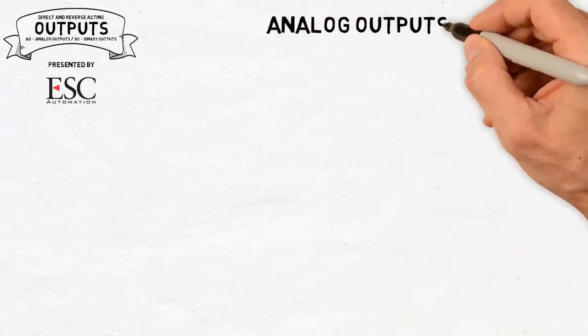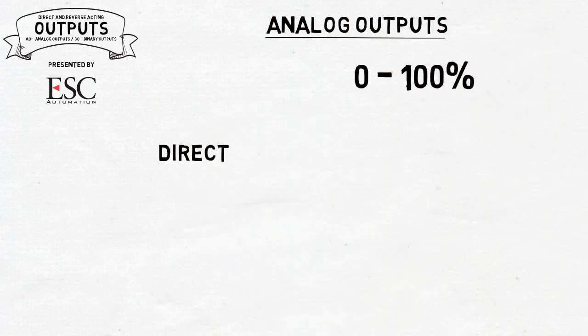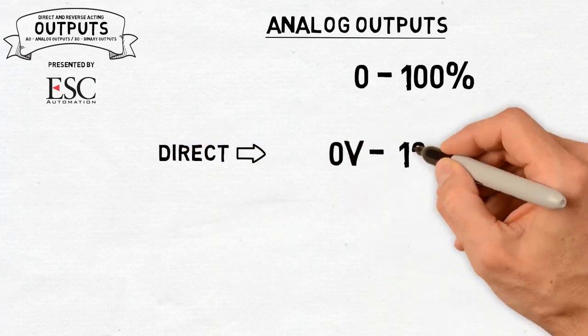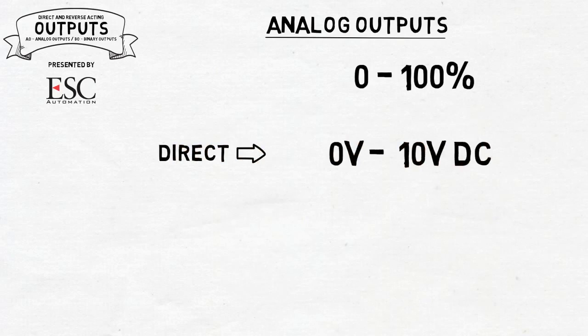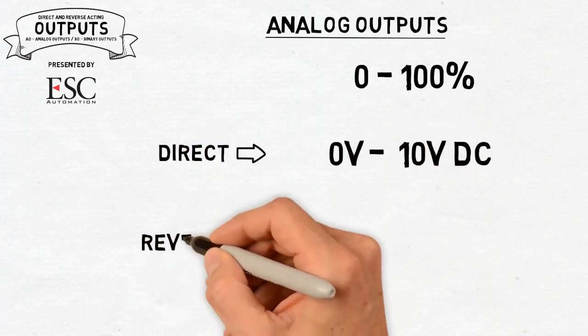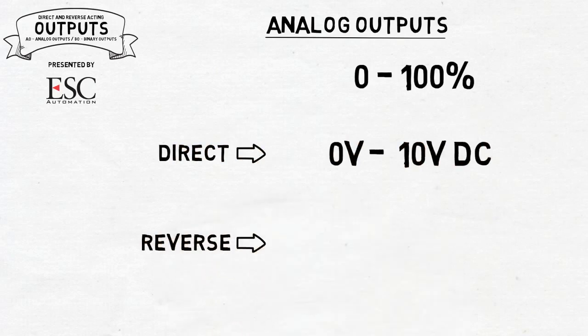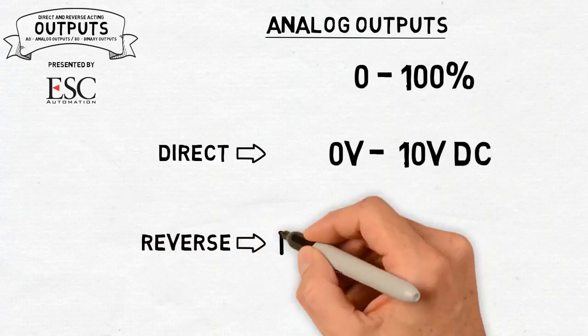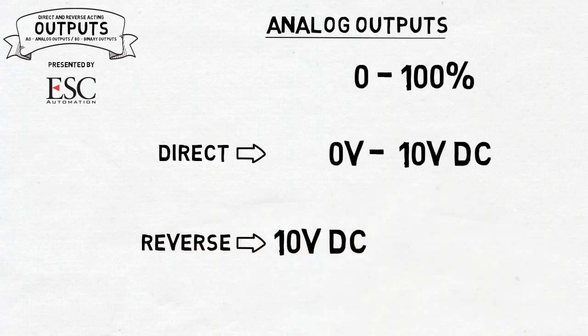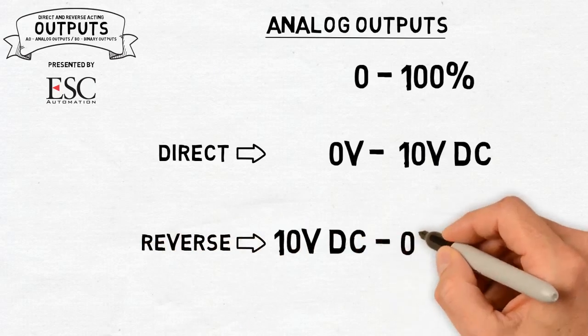Now, on an analog output, basically an analog output is 0 to 100%. So if it's direct acting, we are basically at 0, we're putting out 0 volts, and at 100, we're putting out 10 volts DC. So when we set the output to reverse acting, at 0%, we will get 10 volts DC, and at 100%, we will get 0 volts.